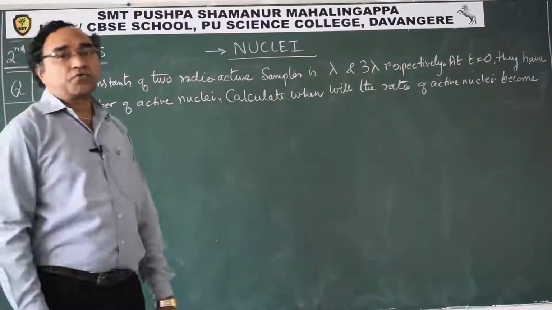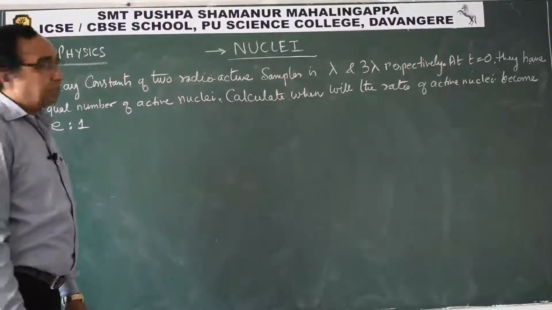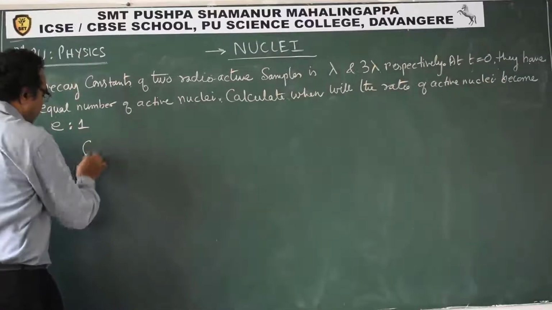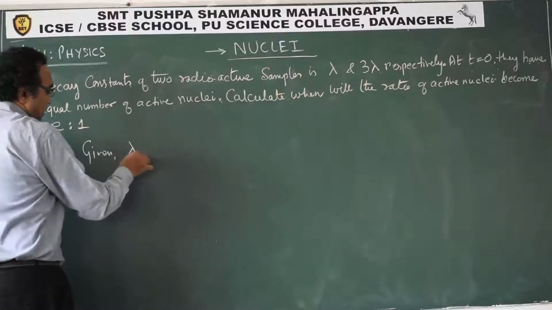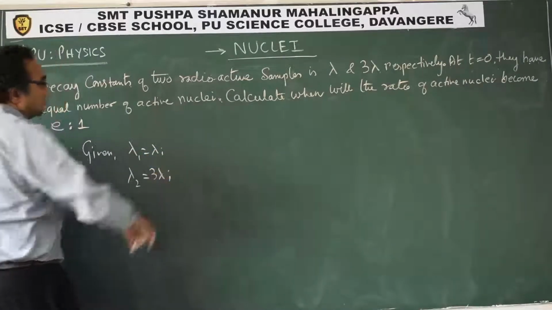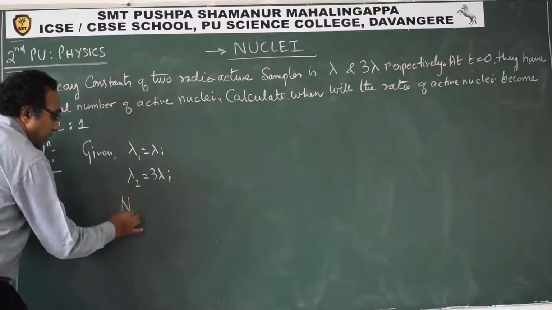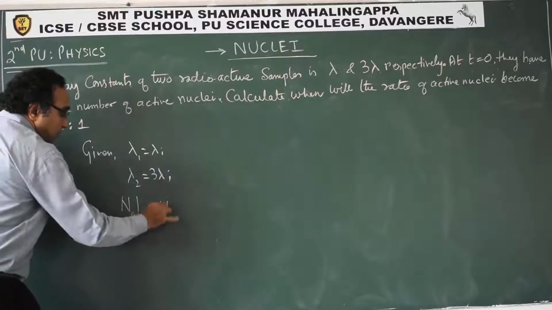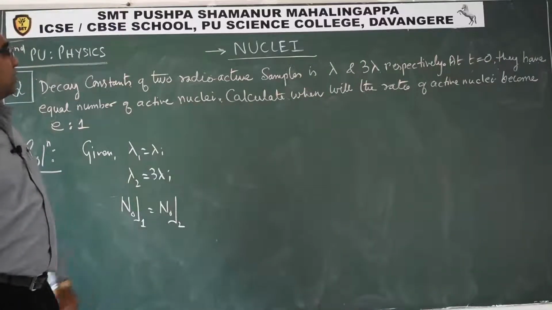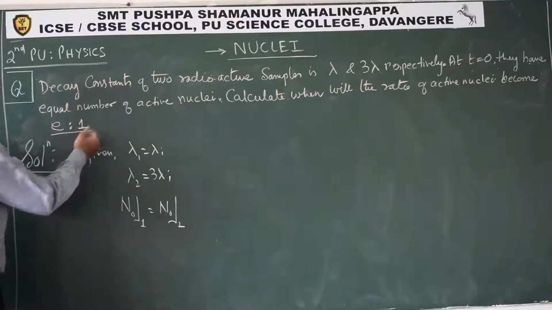Well students, let us take one more question. The question is like this. Decay constants of two radioactive samples are lambda and 3 lambda. So we will write like this: lambda 1 is lambda, lambda 2 is 3 lambda. At time t equals 0 they have an equal number of active nuclei, N0 of 1 is equal to N0 of 2. Calculate the time when the ratio of active nuclei becomes e:1.